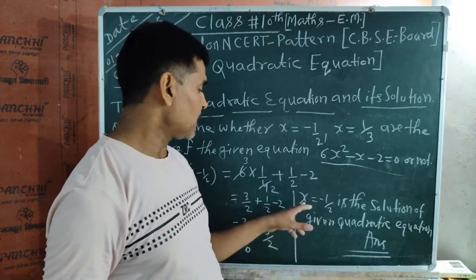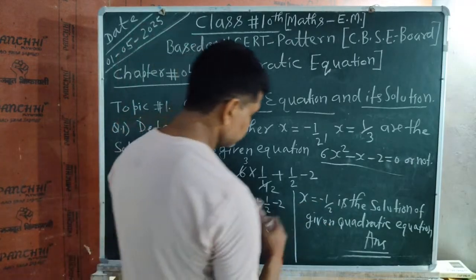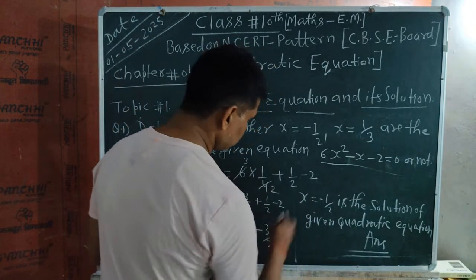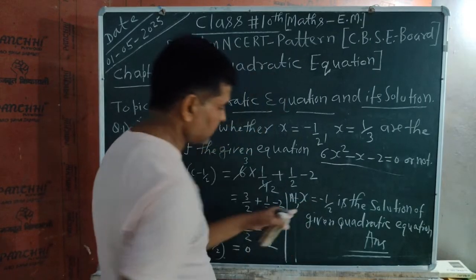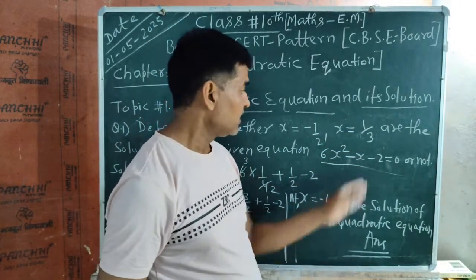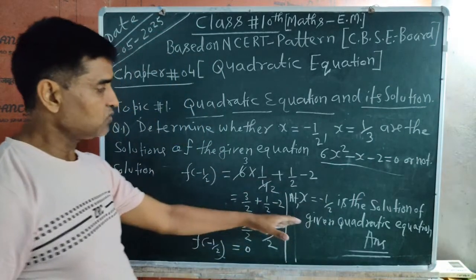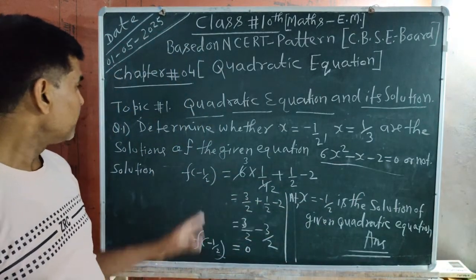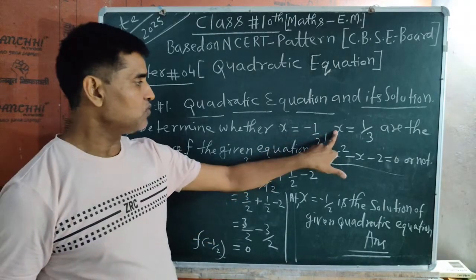So again I will write here, at x is equal to 1 by 3 is also a solution of the given quadratic equation. Okay, student, according to this way I will solve. Now further I am going to erase this one and I will check the value of x.